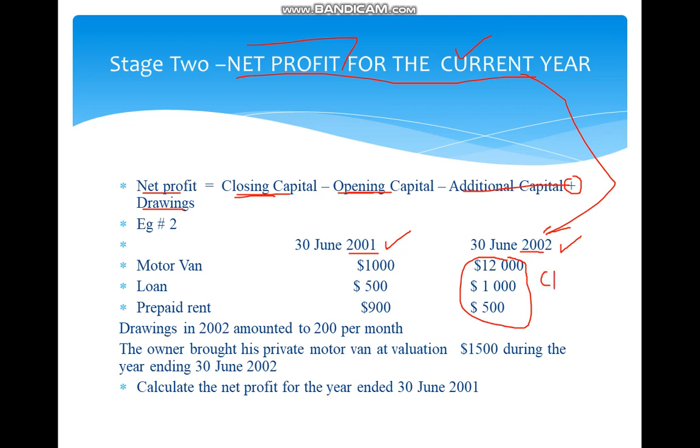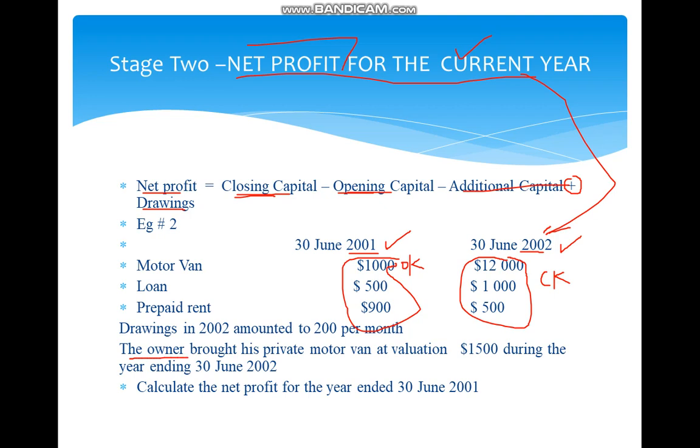So our closing capital is from these figures. Then these figures give us our opening capital. Okay, opening capital from these figures. I think you are fine with that. But also there's something that is missing: additional capital. Where do we get additional capital?